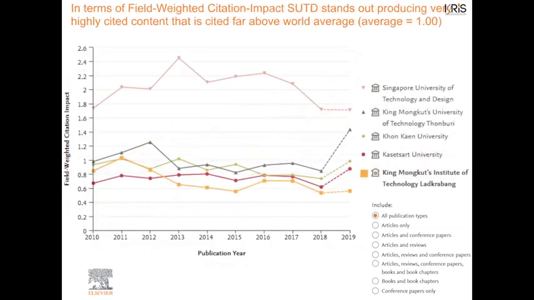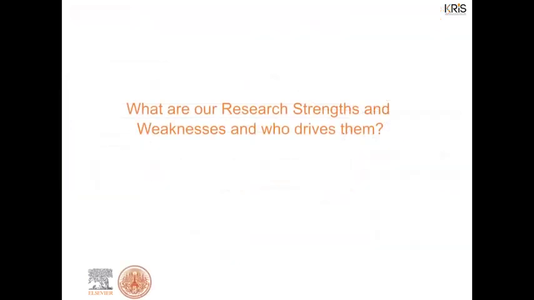If we look at field-weighted citation impact, SUTD really stands out. Their papers are cited much more than the world average. The world average is 1. But these are trends and metrics based on all of your content. The next step would be to understand the strengths and weaknesses, and who are the people and departments which underlie the key research strengths.